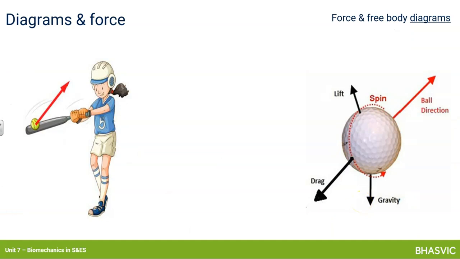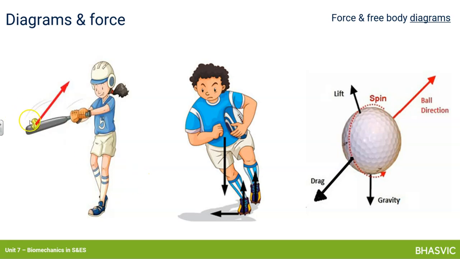Now, diagrams are used often to represent forces. And remember, forces are vectors, so we need to show how big a force is and what direction a force is being applied in. So, actually, I think it's the third one. Yeah, here we are. So this ball is being struck. The length of the arrow represents how much force is being applied, and obviously the direction of the arrow is the direction it's being applied in.